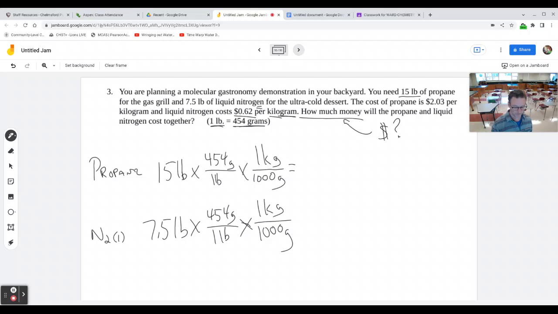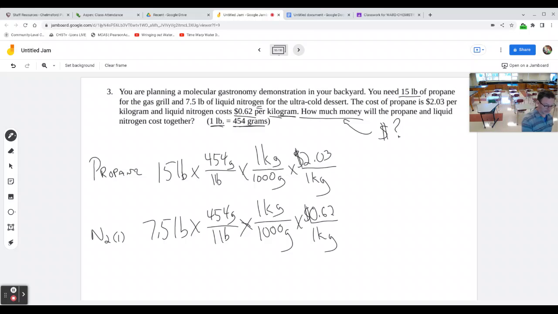So I need to write an equal sign down here. Okay, times 1 kilogram costs, for propane, it's $2.03, and for the liquid nitrogen, it's $0.62 per kilogram.